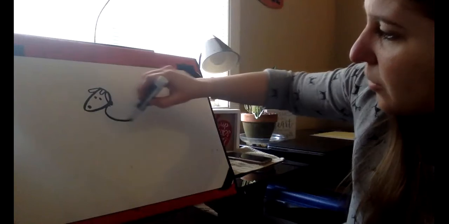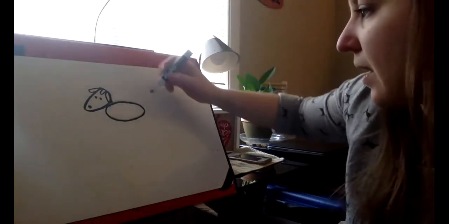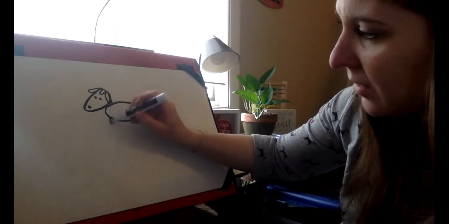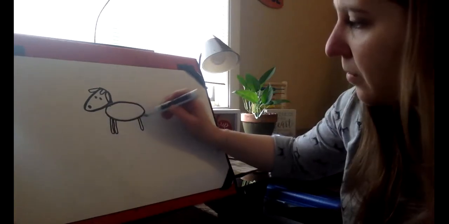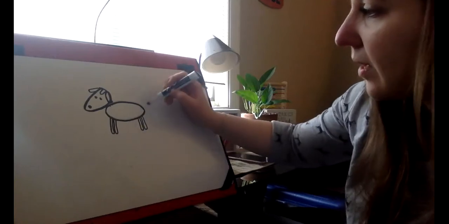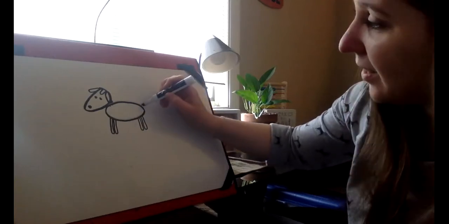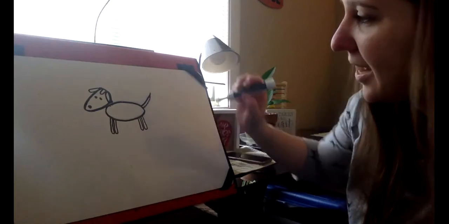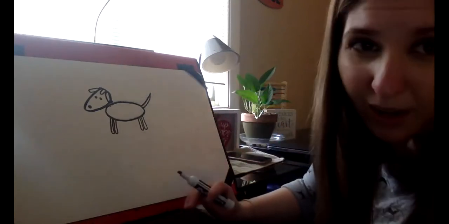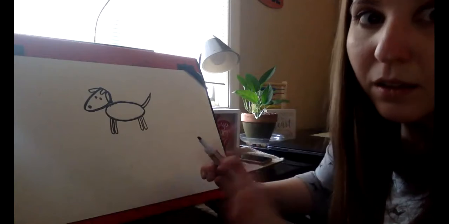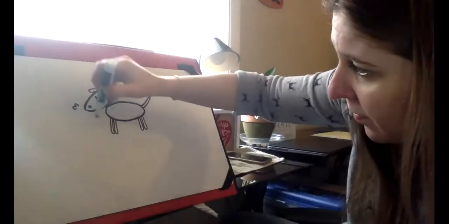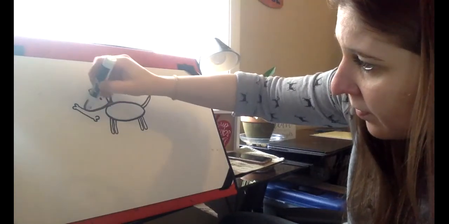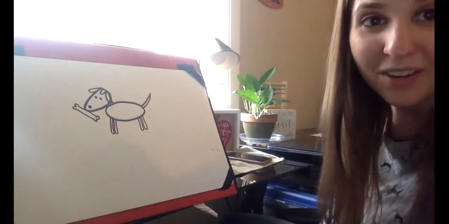He also has a body. So I'm going to add the body. I'm going to draw an oval shape for his body. And he has 4 legs. 1, 2, 3, 4. He also has 1 tail that loves to wag when he's very happy. I want to add 1 extra detail. He loves his bone. So I'm going to add his bone in his mouth. There, that's my favorite animal.